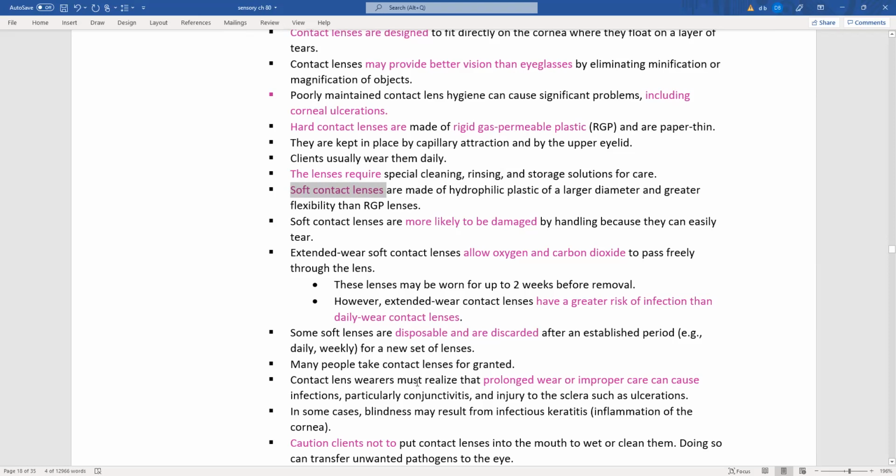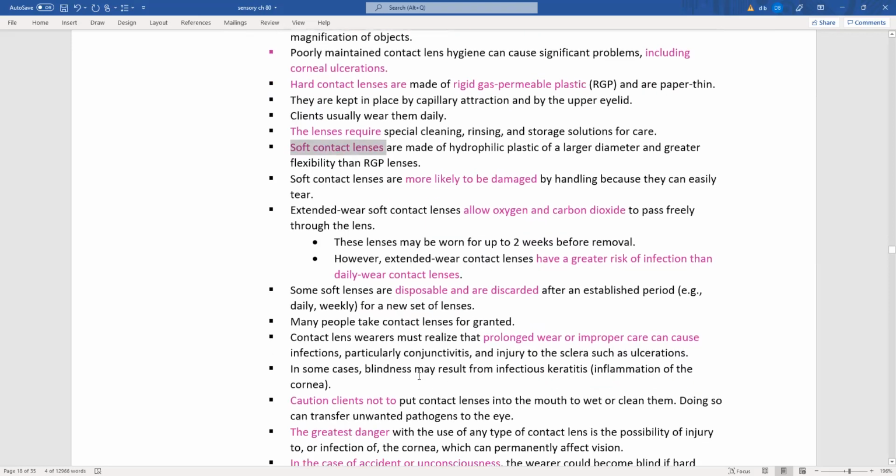Contact lens wearers must realize that prolonged wear or improper care can cause infection, particularly conjunctivitis, and injury to the sclera, such as ulcerations. In some cases, blindness may result from infectious keratitis, inflammation of the cornea. Caution clients not to put the lenses into the mouth. Do not put breath on your contact lenses.